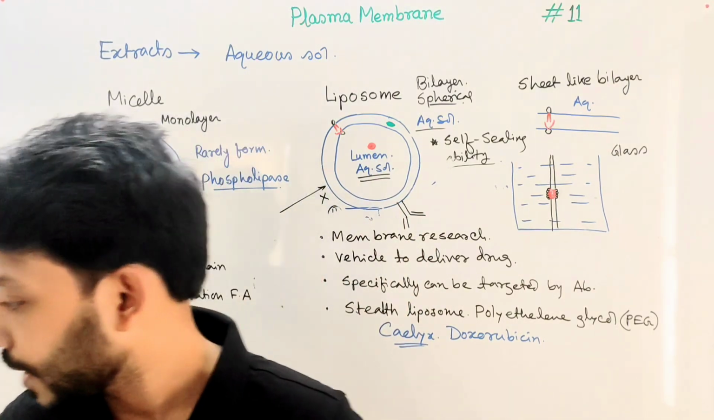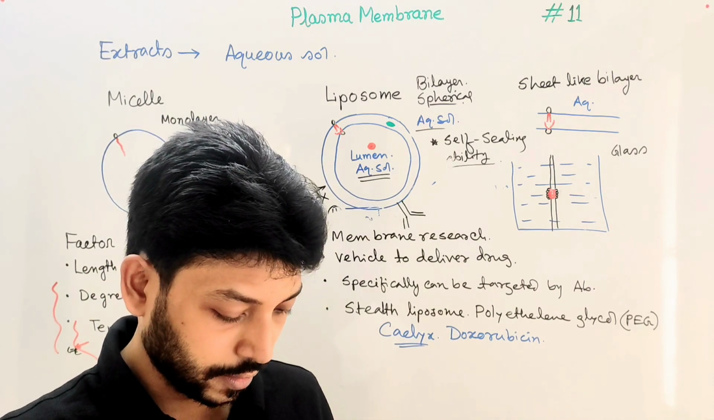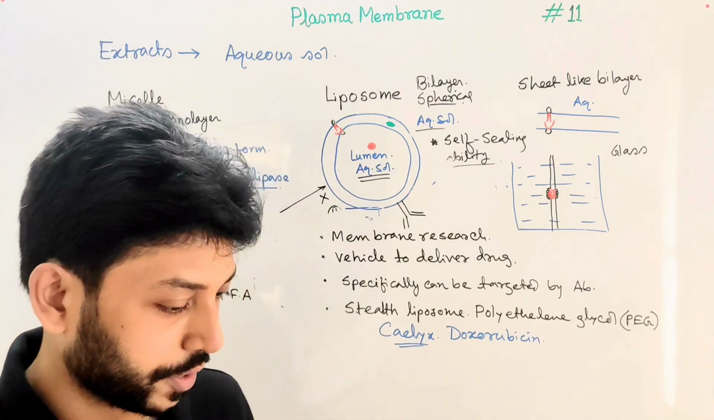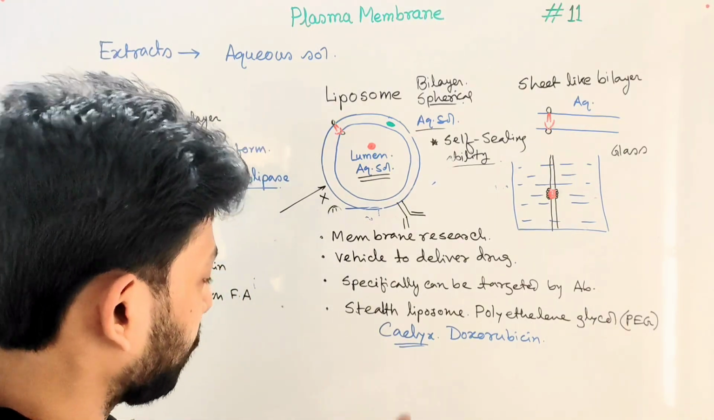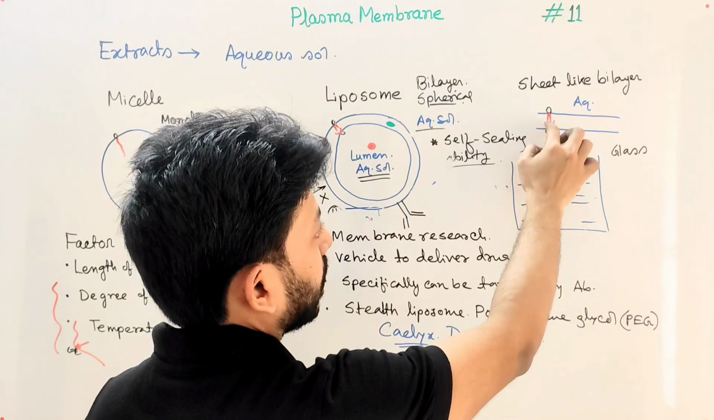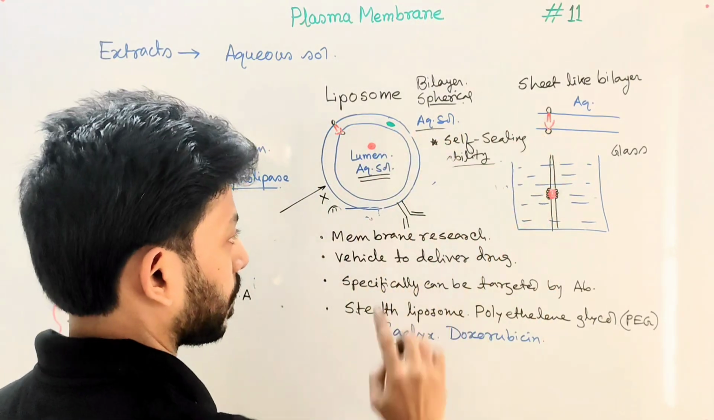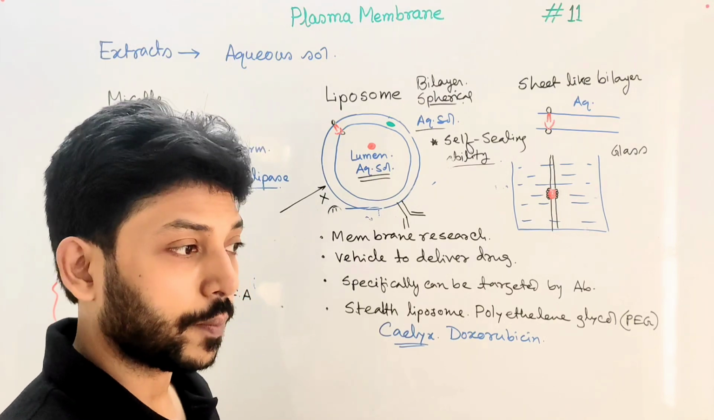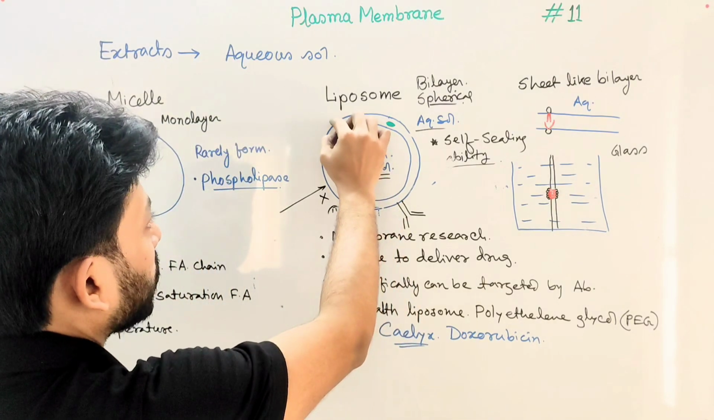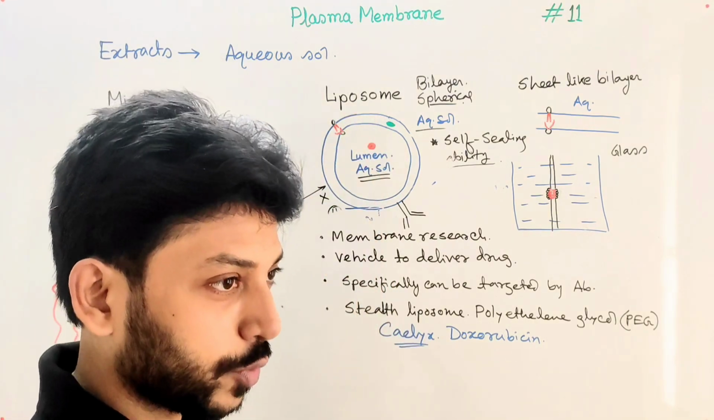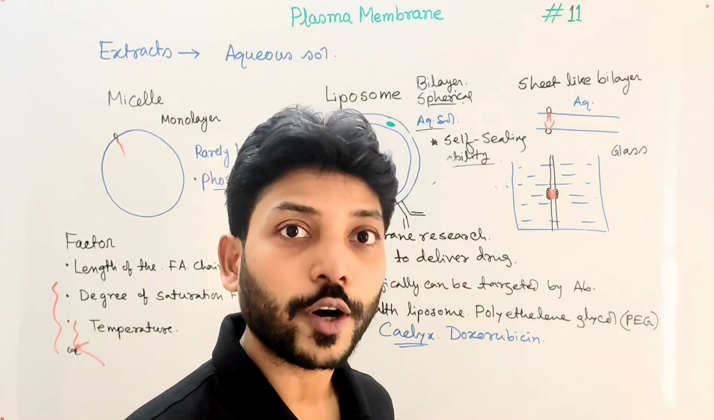Let me see if I have already covered all the information. One thing I think I forgot to mention is that the interactions between the lipid molecules in all these cases, like here or here, are van der Waals interactions. And I have mentioned that the polar head groups interact with each other and with the water molecules. Here I have mentioned ionic or hydrogen bonds.